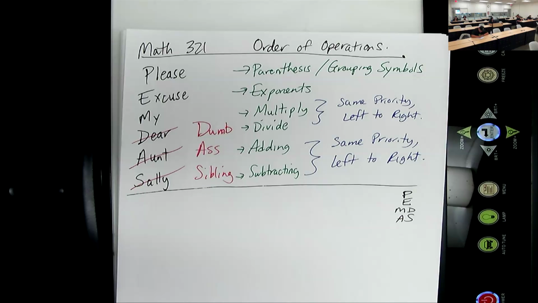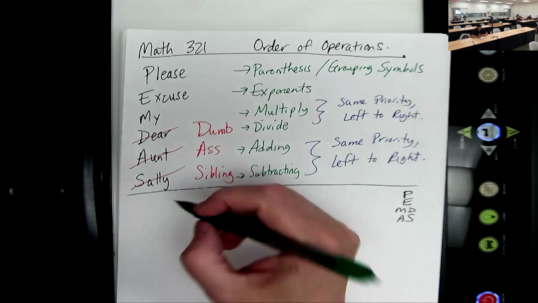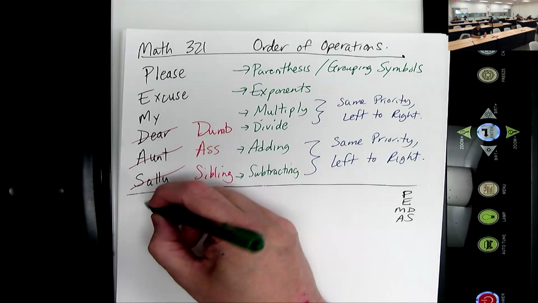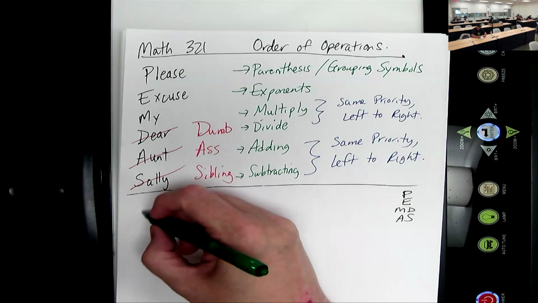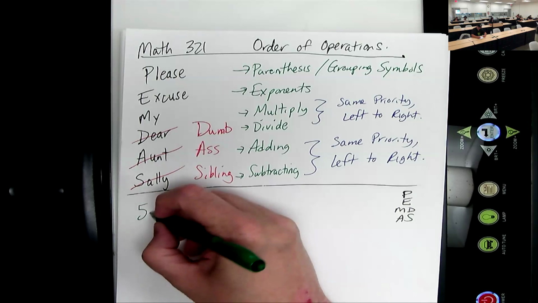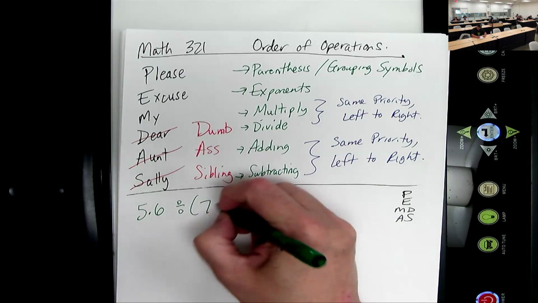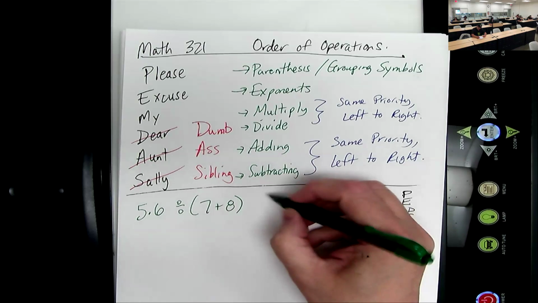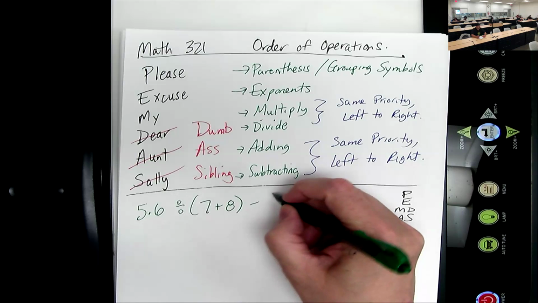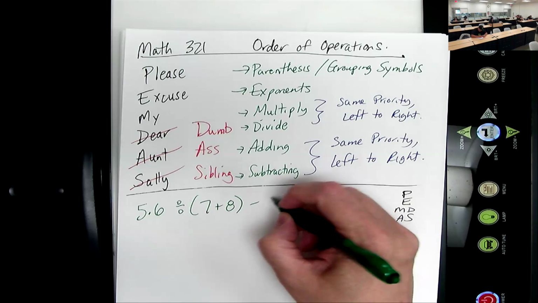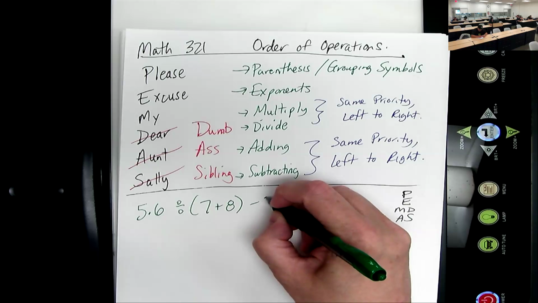Let's make a nice big fun problem. Let's do 5 times 6 divided by the quantity 7 plus 8, minus 2 cubed.